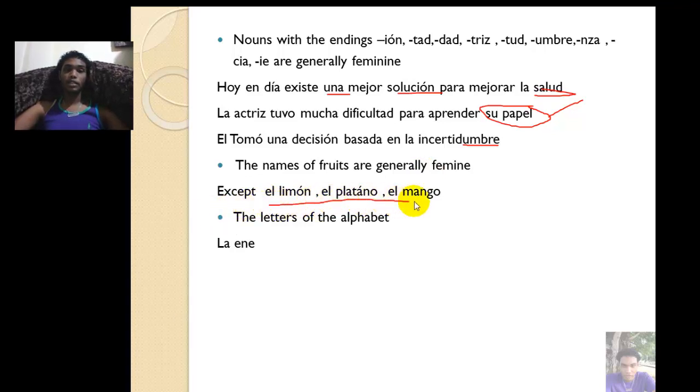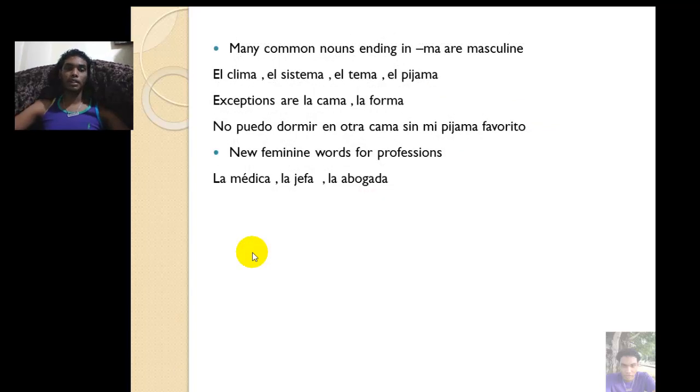Okay, the letters of the alphabet are feminine. Por ejemplo, la N, which stands for N. Okay? Many common nouns ending in M-A are masculine. For example, el clima, el sistema, el tema, el pijama. Okay? Exceptions are la cama and la forma. They both end in M-A, but they are feminine. Okay, so I've used it in a sentence here. No puedo dormir en otra cama sin mi pijama favorito. Okay, I can't sleep in another bed without my favorite pajamas.